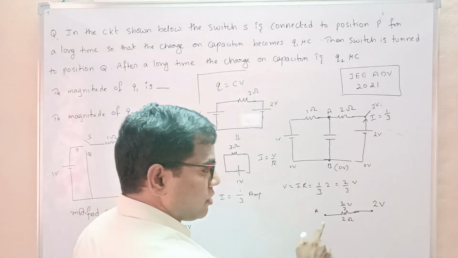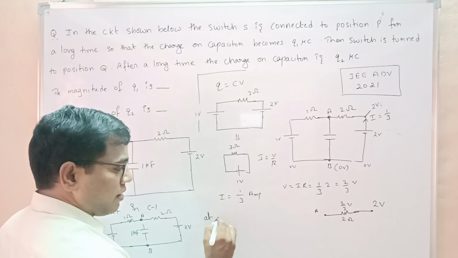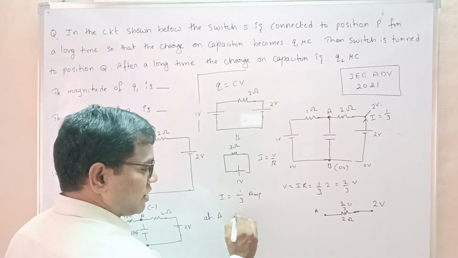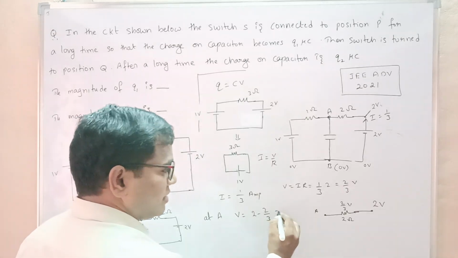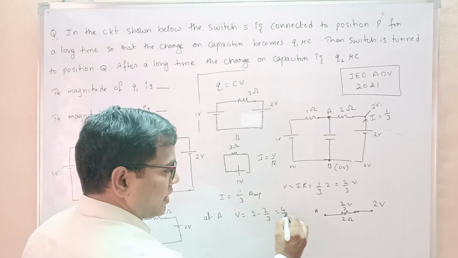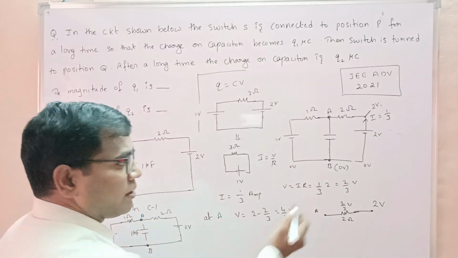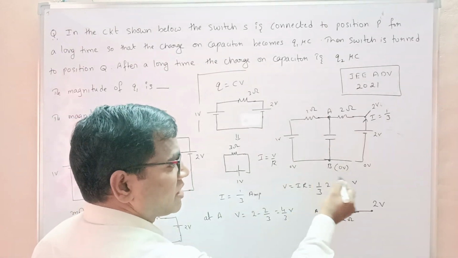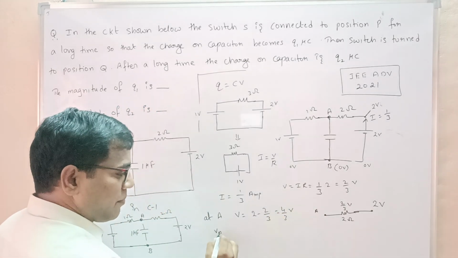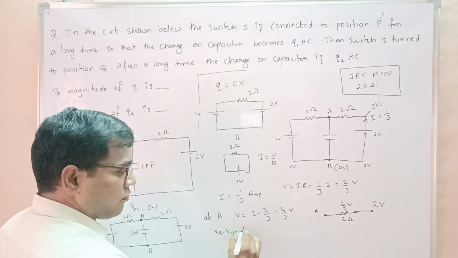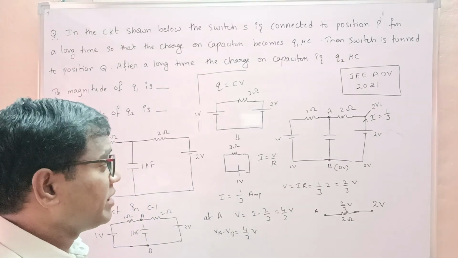So here at A, the potential can be written as 2 minus 2 by 3, which can be written as 4 by 3 volts. Now see, B is at 0 potential. A is at 4 by 3 potential. So we can write VA minus VB is equal to 4 by 3 volts.